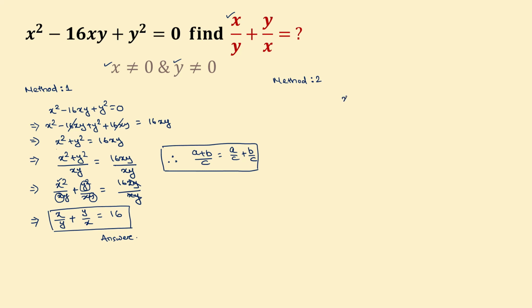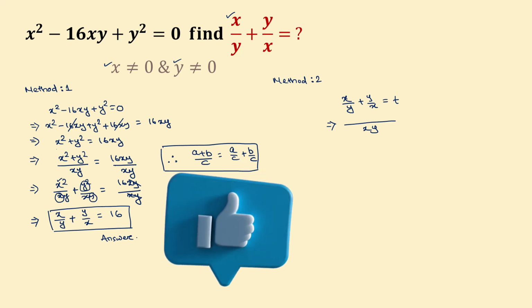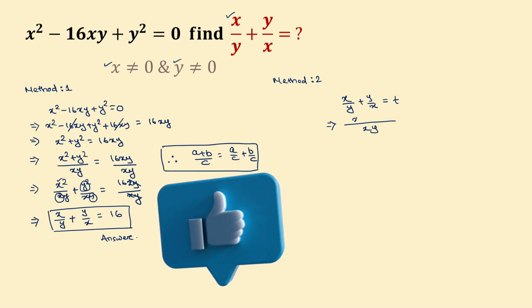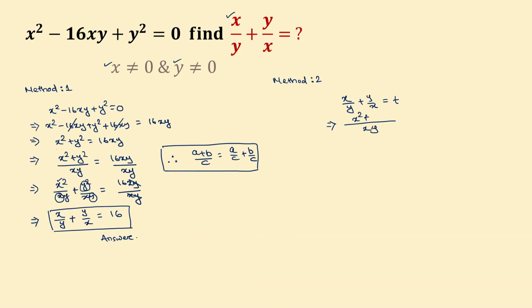We need to find out the answer for x by y plus y by x. Let's guess the answer is t. So we can add these two expressions. The LCM of the denominator is xy. xy divided by y is x. We multiply x into x, that is x square. Similarly xy divided by x is y. We multiplied y into y, that is y square is equal to t. So we can simplify this equation by writing x square plus y square is equal to txy.